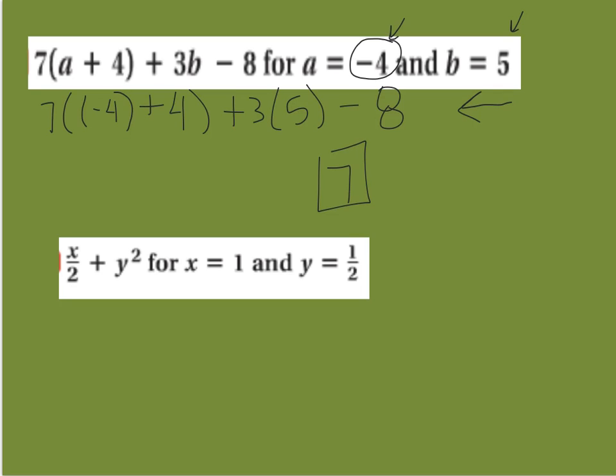Attempt the next problem by yourself. So this is what it should look like when you plug it in, and this would be showing your work. Again, you should plug it in just like as it is, and you would get 3/4 out, and that would be your answer for this problem.